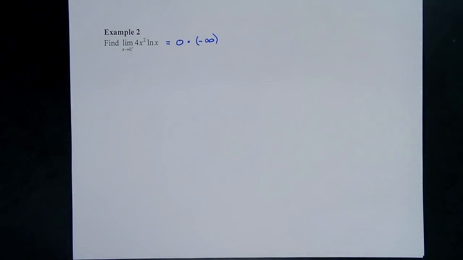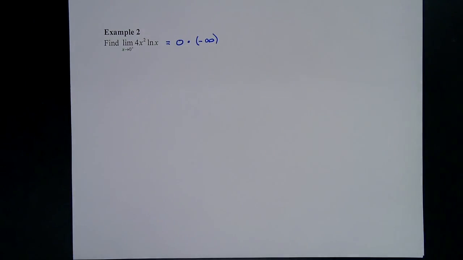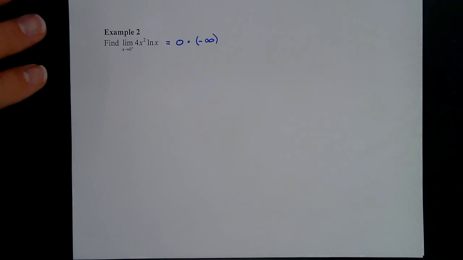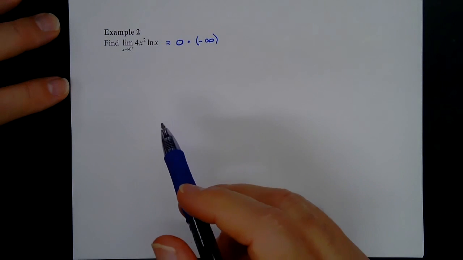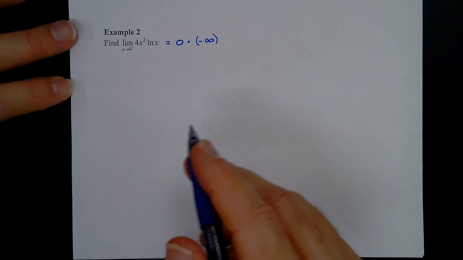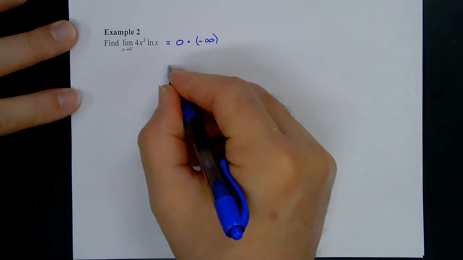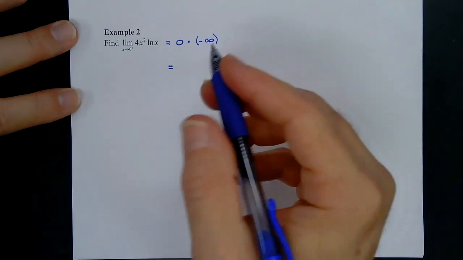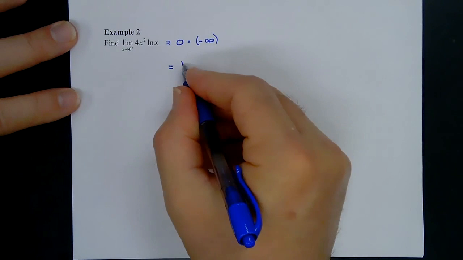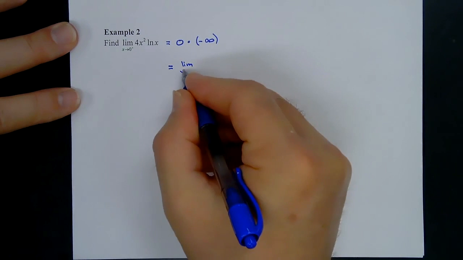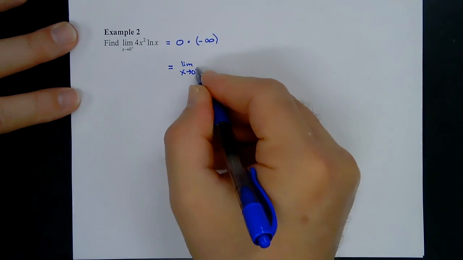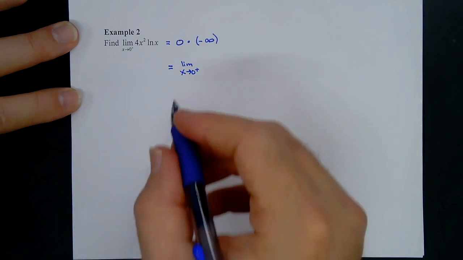So can we somehow apply L'Hopital's rule? Let me show you. It's not like the last problem where we can rewrite it using exponent rules. We have to do something slightly different on this one. What we want to do is rewrite this as a quotient. Basically, we're going to create a complex fraction. Let me show you what I mean by that.